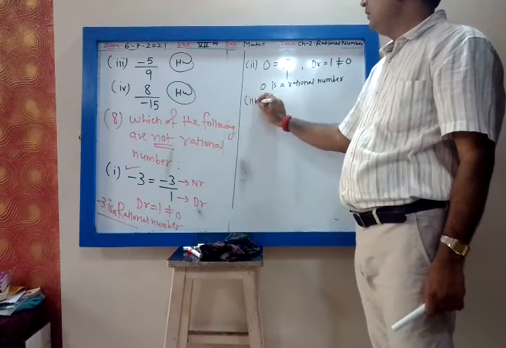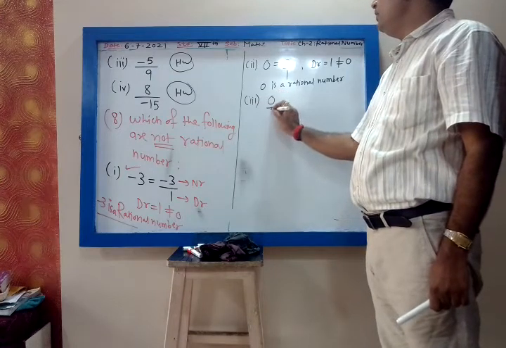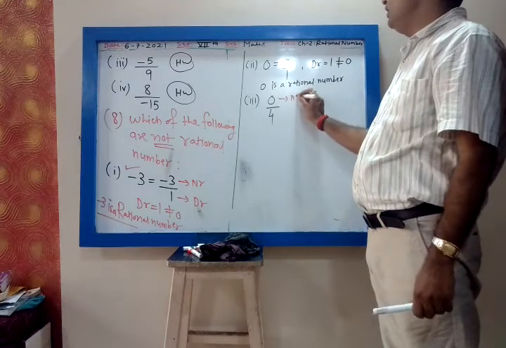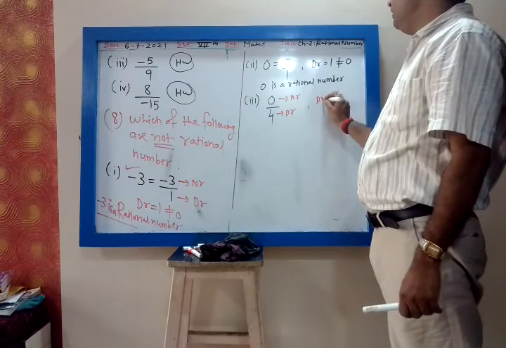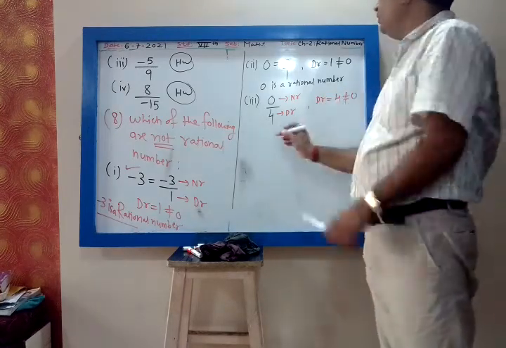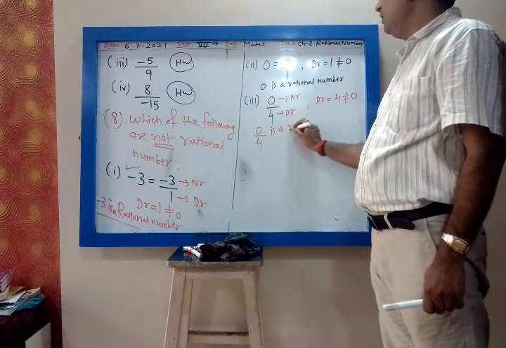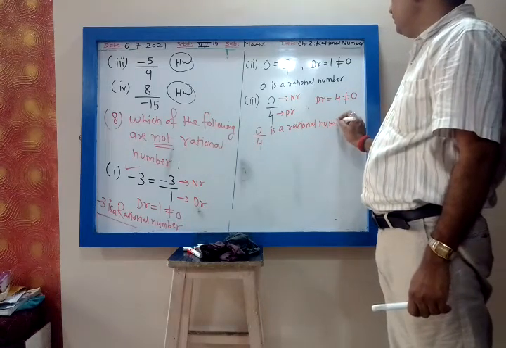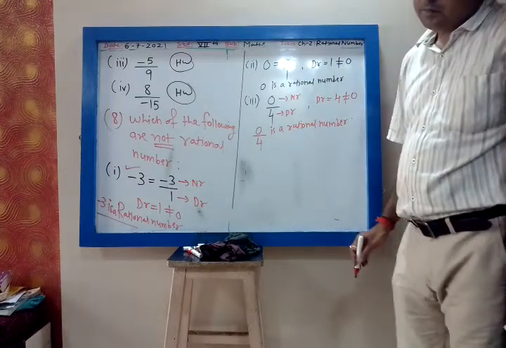Now third, 0 upon 4. Yes, it is a rational number because 0 is my numerator and 4 is my denominator. And here denominator is 4, which is not equal to 0. So whenever denominator is non-zero, it is a rational number. So 0 upon 4 is a rational number because denominator is non-zero.